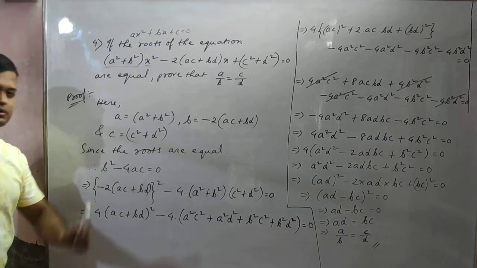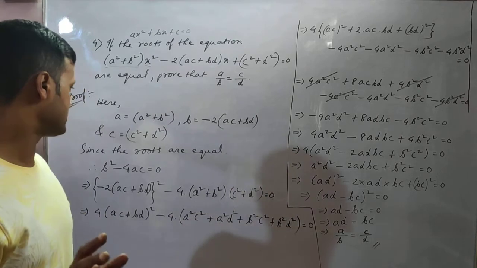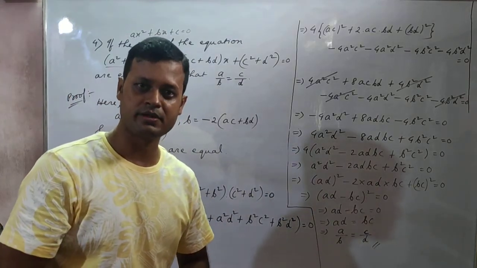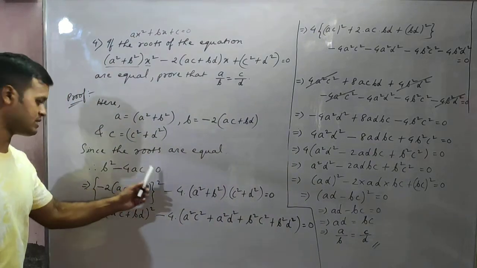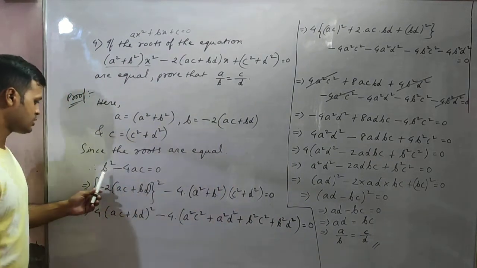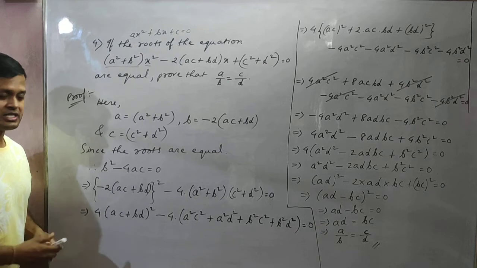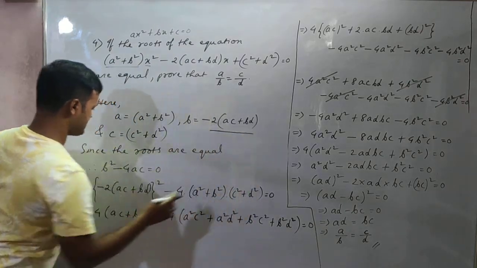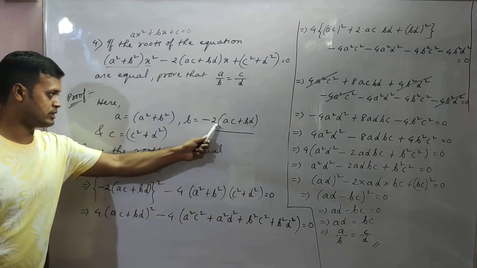Since the roots are equal, what happens? What is the value of the discriminant when the roots are equal, as I explained in the previous classes? So b square minus 4ac will become equal to what? 0, isn't it? So what is the value of b, students? The value of b is minus 2 into ac plus bd, isn't it? Minus 2 into ac plus bd.